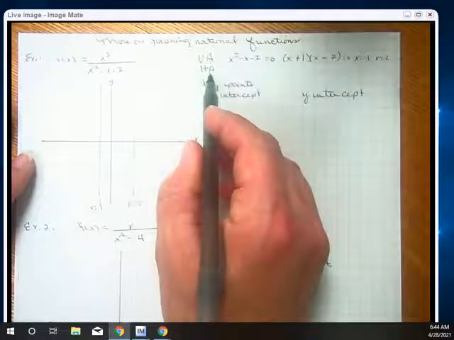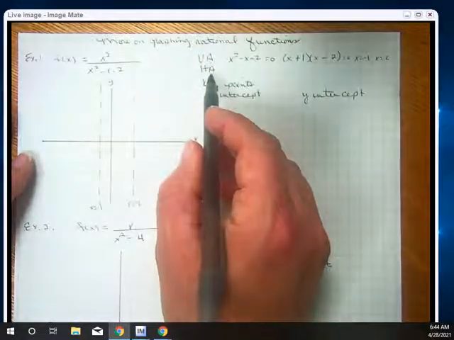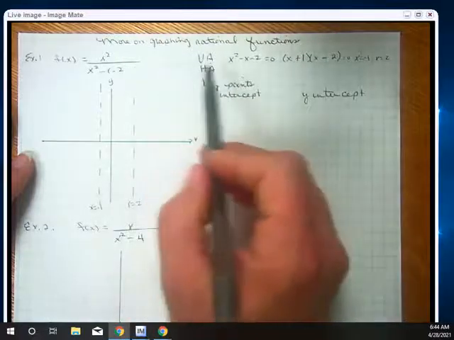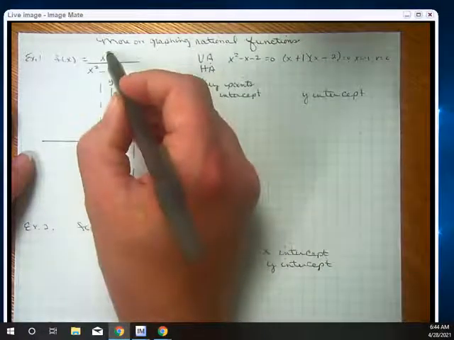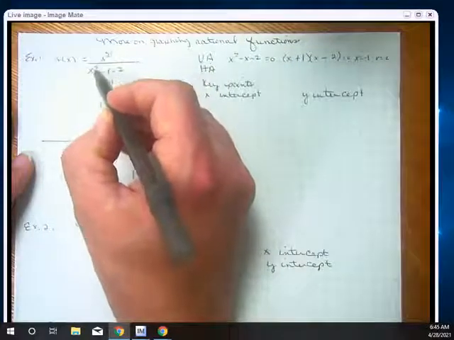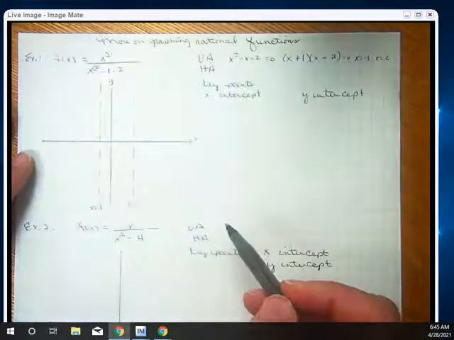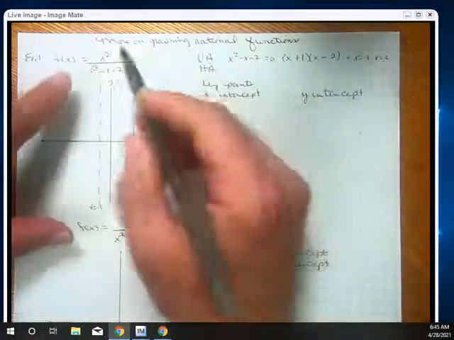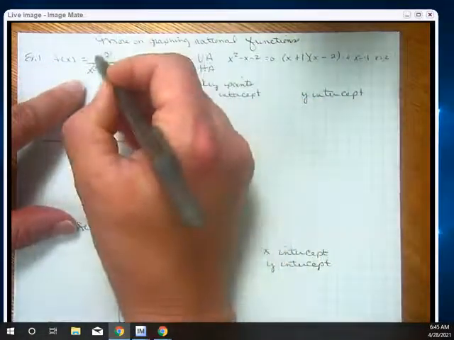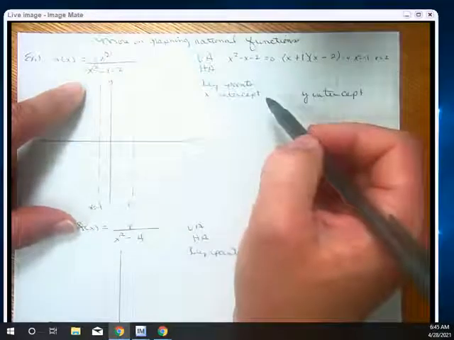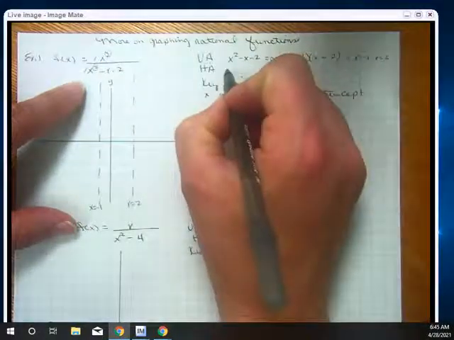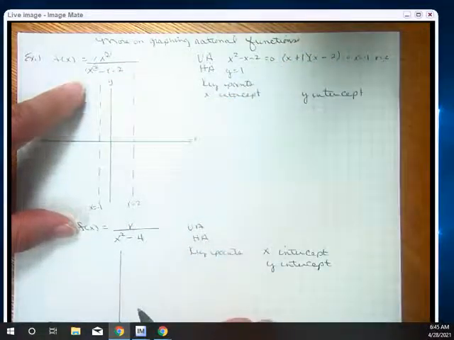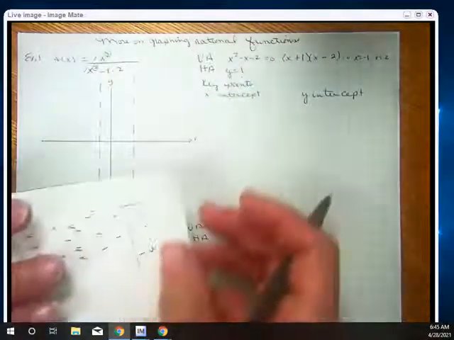Now, horizontal asymptotes are a little bit more difficult. In step 1, you look to see, are the exponents the same? Are they different? And in this case, they are the same. If the exponents are the same, you take the numbers in front of your x squared and you divide them. 1 divided by 1 is 1. Therefore, our horizontal asymptote is 1.